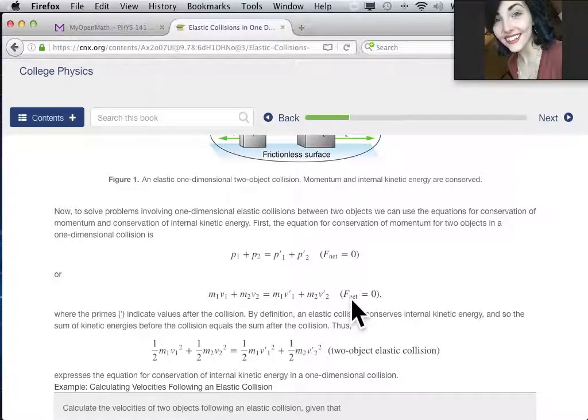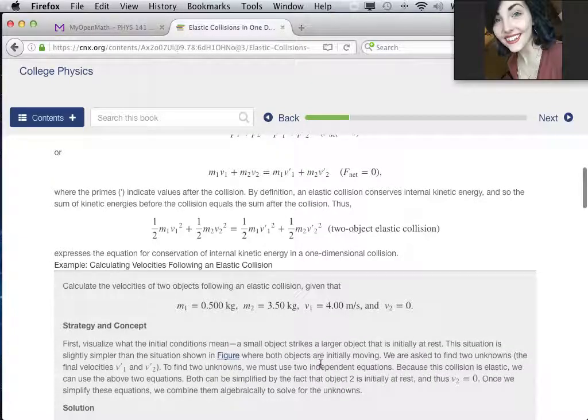Remember that these two only work under certain conditions. For conservation of momentum, the net external force on the system has to be zero. And for conservation of kinetic energy, there cannot be any non-conservative forces. Non-conservative forces include things like friction. So friction is a non-conservative force.